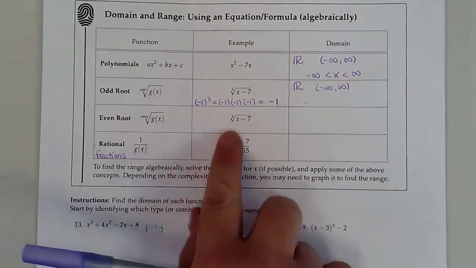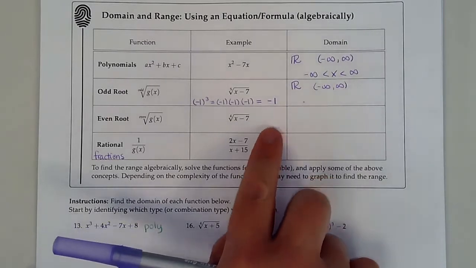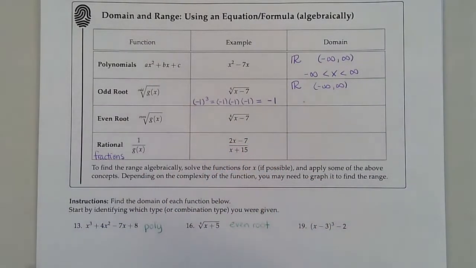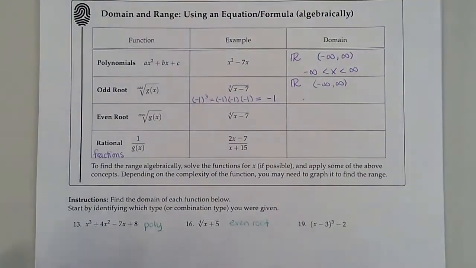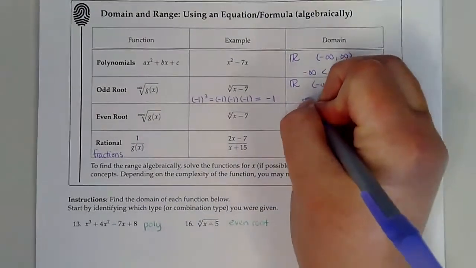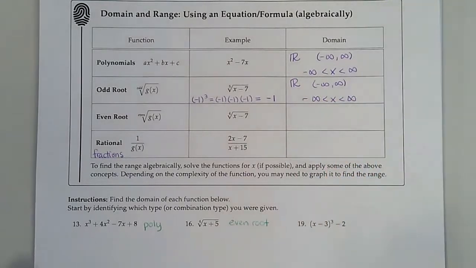And so if I can cube something and get a negative number out, I can take the cube root of a negative number and get a value back out. So I can put in negative numbers, positive numbers, or 0 into an odd root, and I will be good to go. Okay, so again, any of these representations for all real numbers is fine.